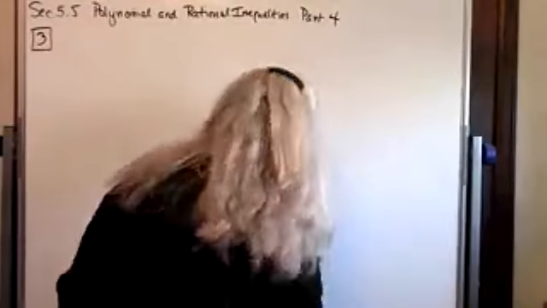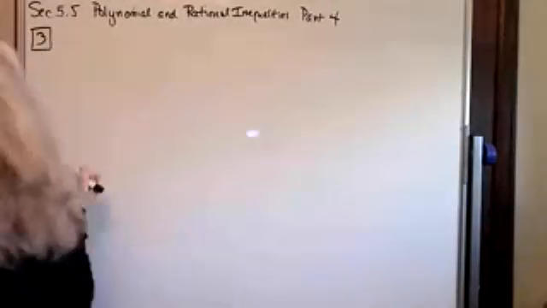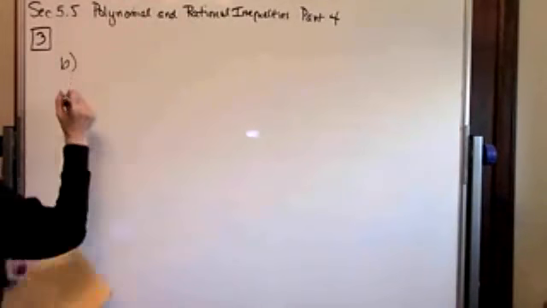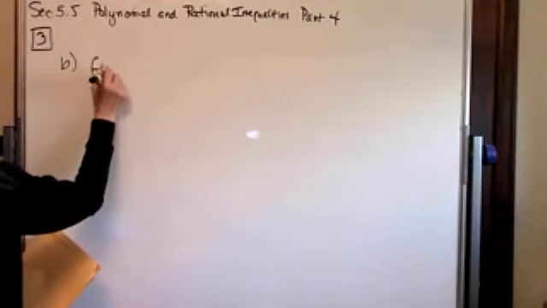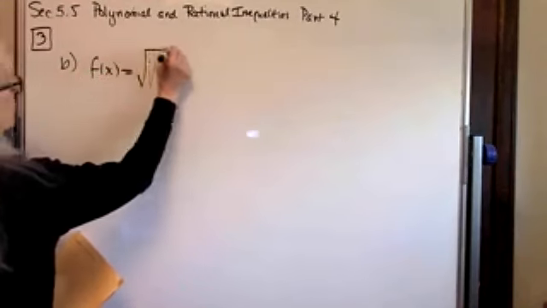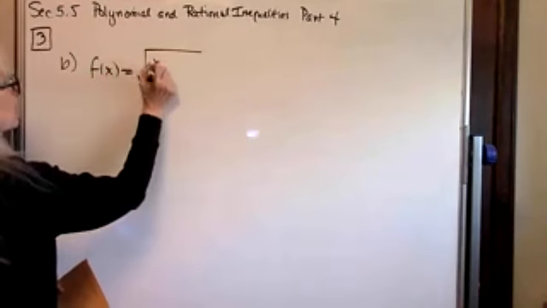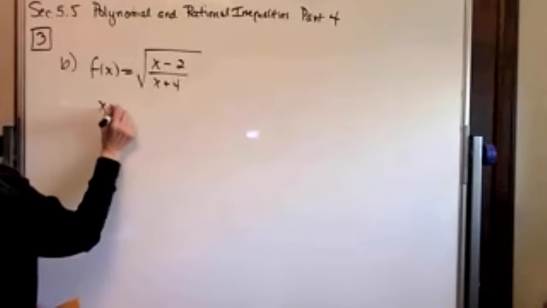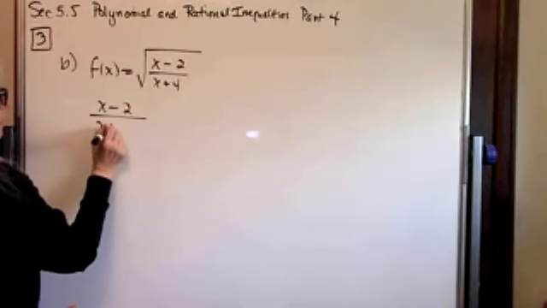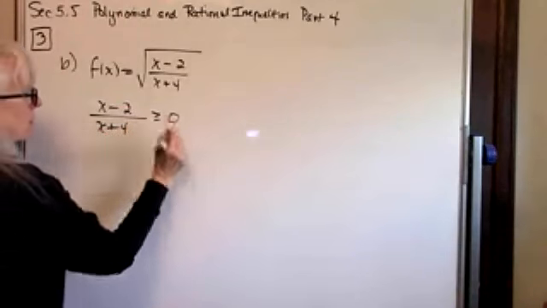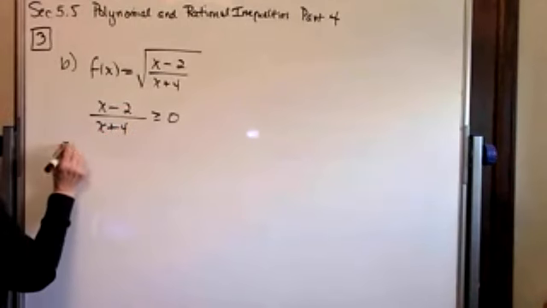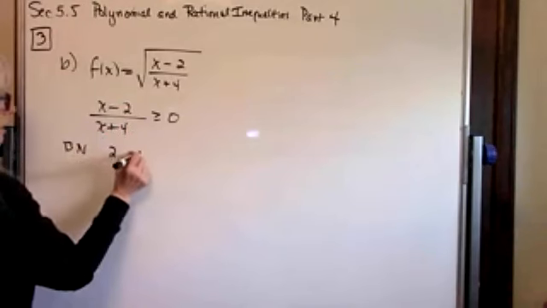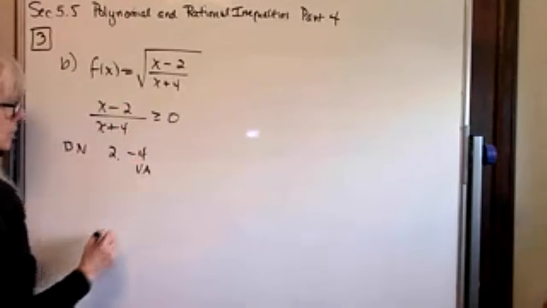So part B is asking us to find the domain of a rational function f of x is equal to the square root of x minus 2 over x plus 4. So again, to find the domain, I have to take what's on the inside, called the radicand, and set it greater than or equal to 0. So our boundary numbers are 2 and -4. -4 is a vertical asymptote.